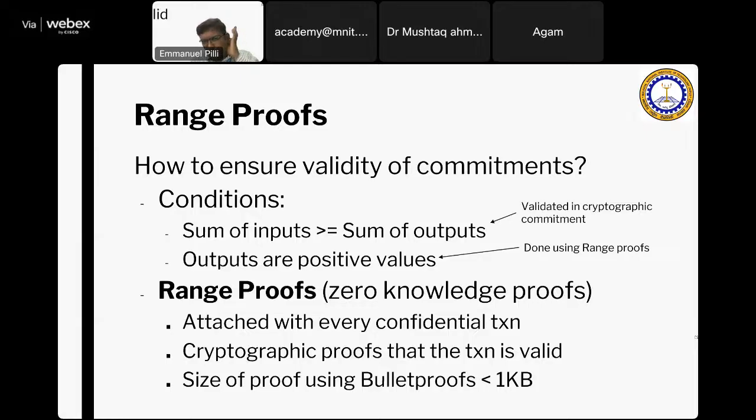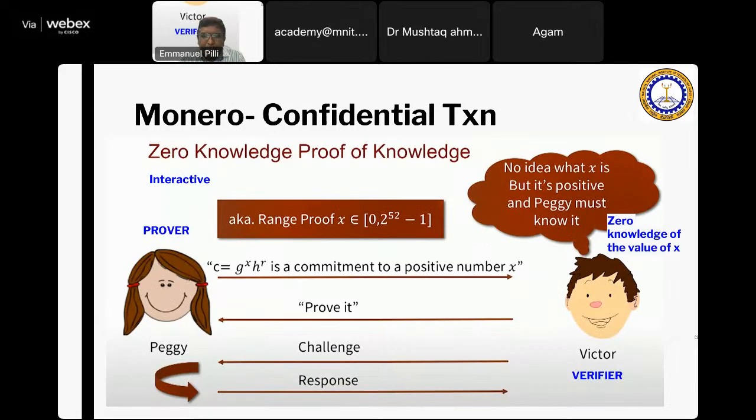So the sum of inputs should be greater than or equal to the sum of outputs. Outputs are positive values. So the range proofs are also given here, attached with every confidential transaction. Cryptographic proofs that the transaction is valid, and the size of bulletproofs is very less, less than 1 KB. So these are Monero's confidential transactions, zero knowledge proofs.